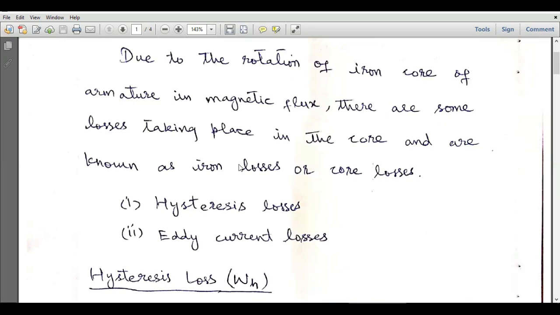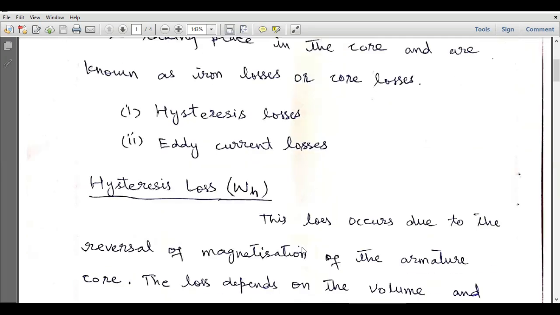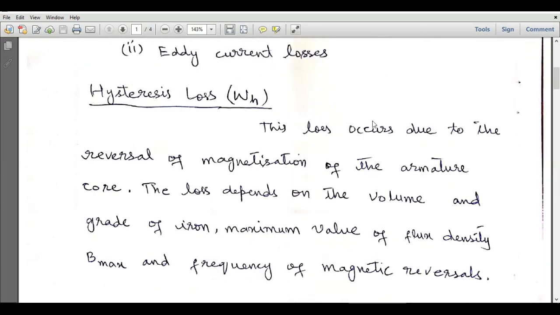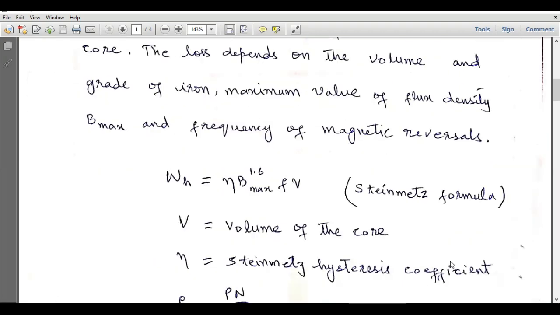So, core losses or iron losses are of two types: hysteresis losses and eddy current losses. Hysteresis loss is the loss which occurs due to the reversal of magnetization of the armature core. This loss depends on the volume and grade of iron, maximum value of flux density Bmax, and frequency of magnetic reversals. The mathematical expression of the hysteresis loss is eta Bmax raised to power 1.6 F into V, and this expression is also called Steinmetz formula.